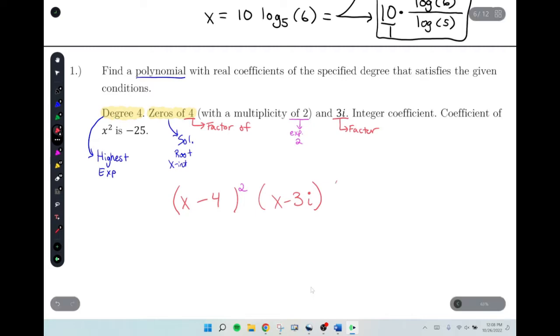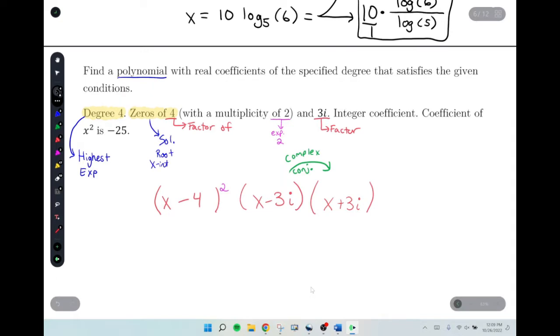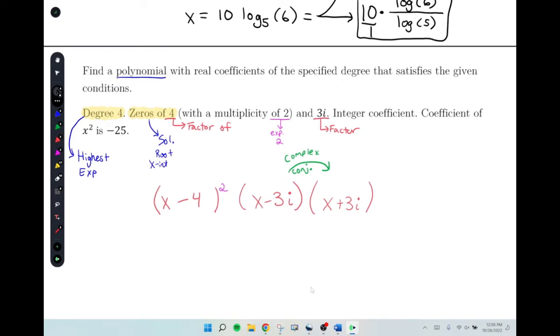But if you have a negative imaginary, you always have a positive as well, right? And that comes from a rule called the complex conjugate rule, or the law of complex conjugates. But if you don't like remembering that rule, you know what formula you got that i from?